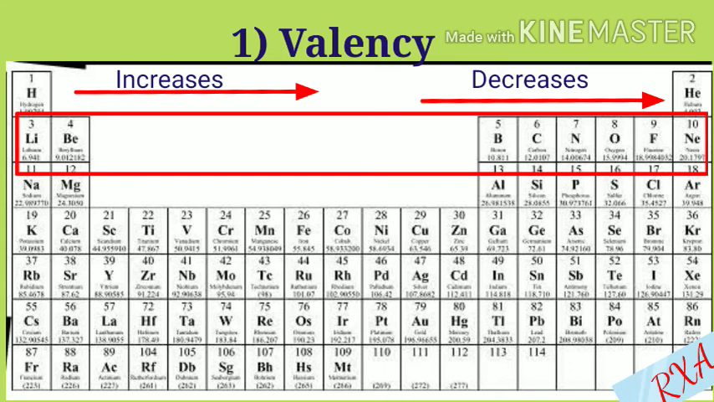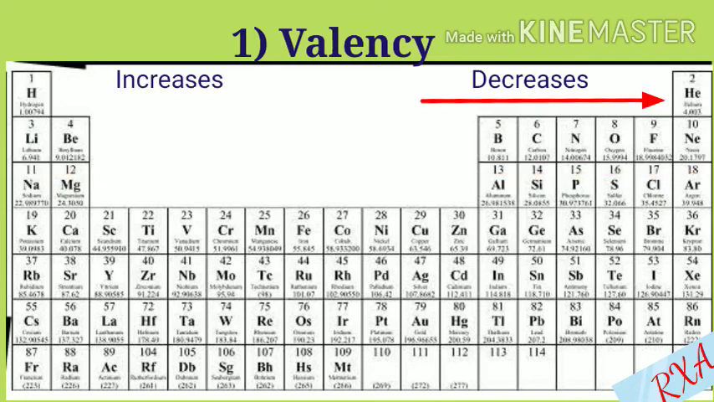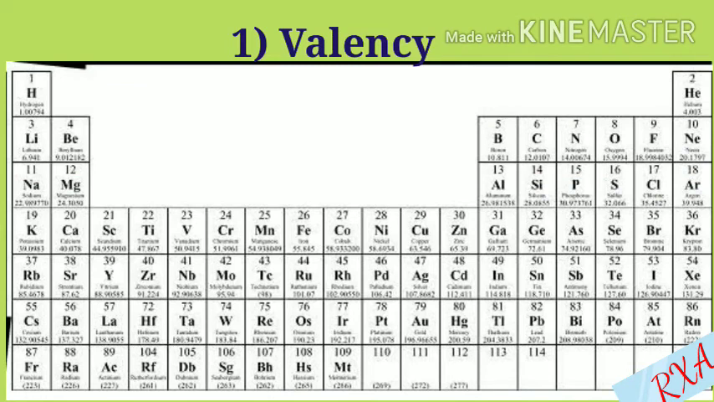For example, in period 2, the valencies are: lithium is 1, beryllium is 2, boron is 3, carbon is 4, nitrogen is 3, oxygen is 2, fluorine is 1 and neon is 0. All the elements in a group have the same number of valence electrons. For example, in group number 1, valency of the element is 1. Hydrogen is 1, lithium is 1, sodium is 1, potassium is 1, and so on.